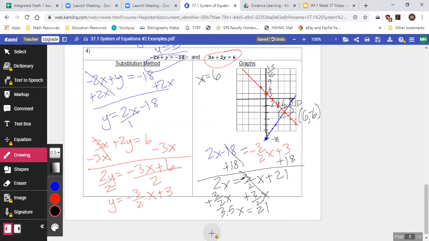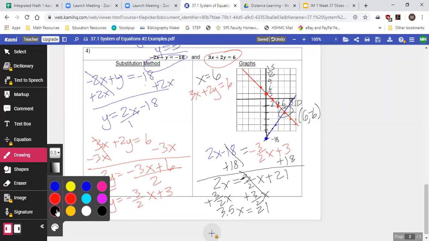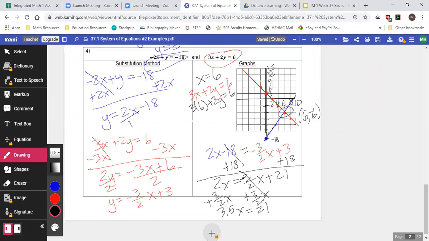either one. Let's say I plug into the second one. Sorry for being a little messy, just running out of space. So plug in x equals 6. 3 times 6 plus 2 times y equals 6. 3 times 6 is 18 plus 2y equals 6. Subtract 18 on both sides, and we get 2y is equal to -12. Divide by 2 on both sides, and you get y is equal to -6.